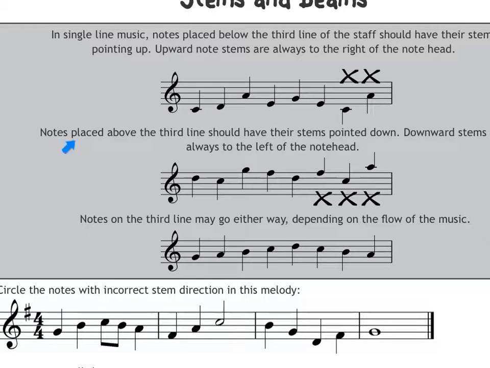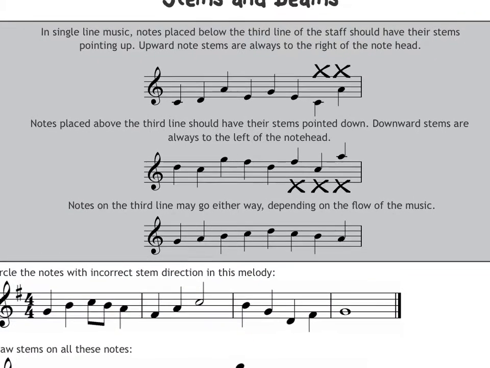The second little rule: notes placed above the third line should always have their stems pointed down, the opposite. Downward stems are always to the left of the note head. In these examples, all these notes are way up on the upper part of the staff. You can see that their stems go down on the left-hand side of the note head. This, of course, is incorrect because we're still above the midway point of the staff, but we're pointing up, and we don't want that.